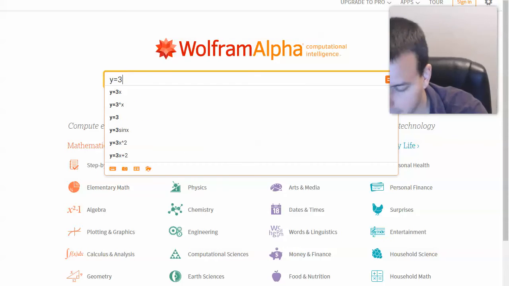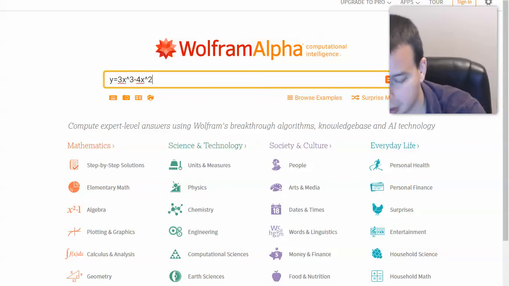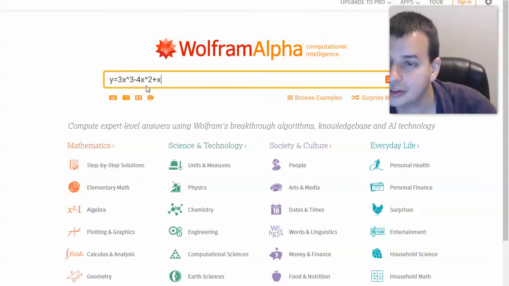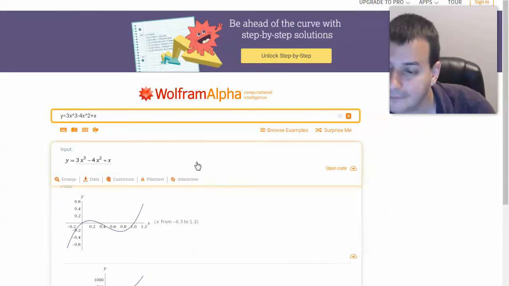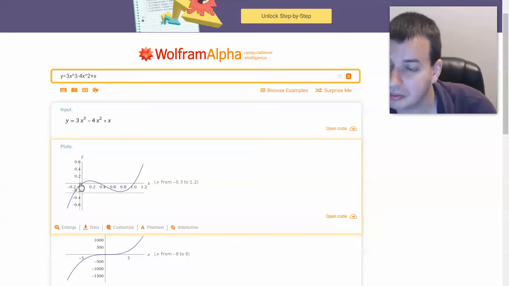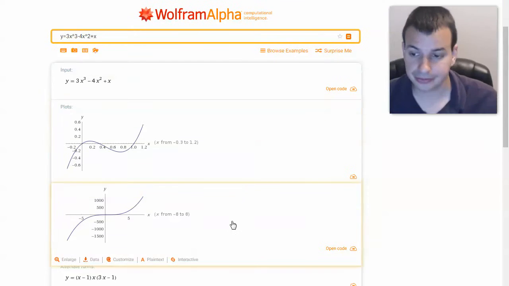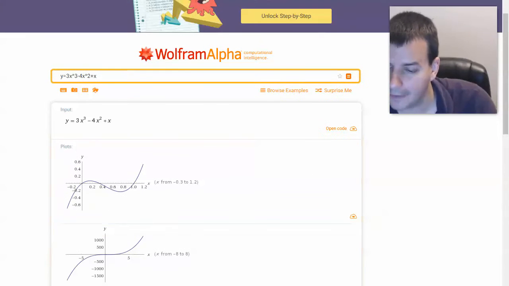Y equals 3x cubed minus 4x squared plus x. 3x cubed? Yeah, seems reasonable. Click. And we have something like, yep, that's kind of like what we drew from 0 onward. A little bit of hump here. We have a maximum, we have a minimum, and then it comes up. Yeah, looks like we did pretty well.